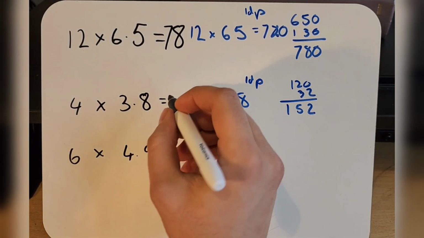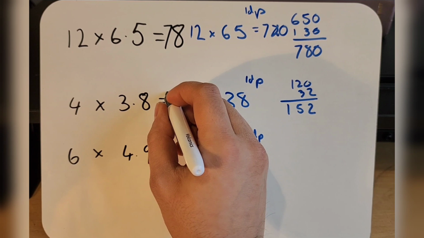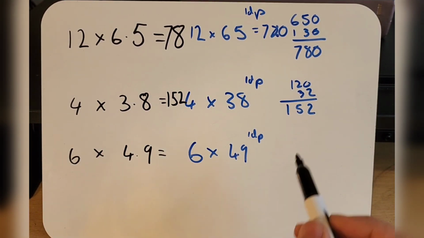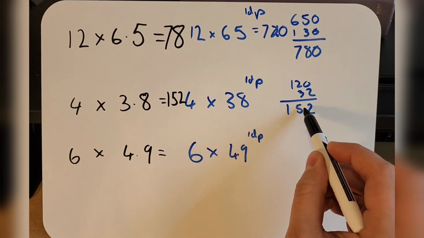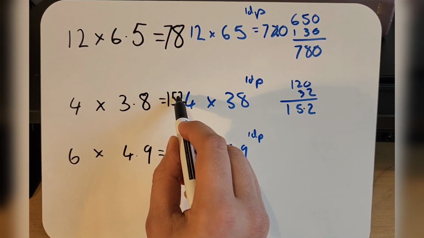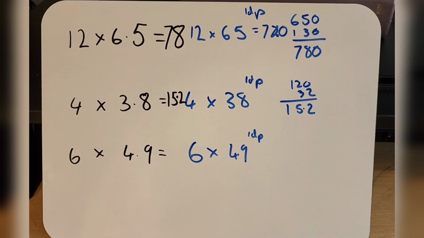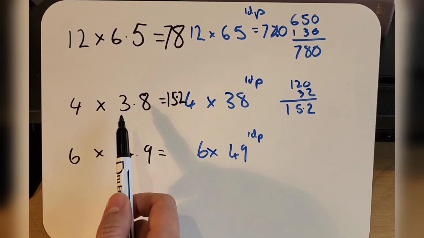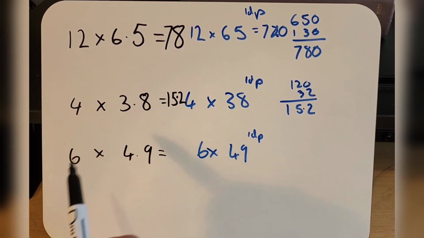So when I'm writing my answer in here, I would need to give it one decimal place, and that decimal point would go between the 5 and the 2, like that. And if you think about it, 4 times 4 is 16. This is a little bit under 4. So this answer is a little bit under 16.